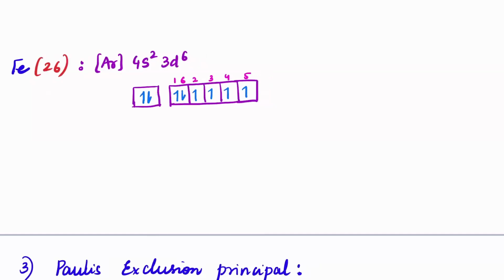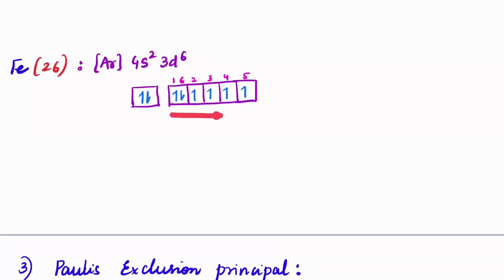So when we are able to give such a distribution to every orbital, then we say we are following Hund's rule. I hope that is clear, everybody.